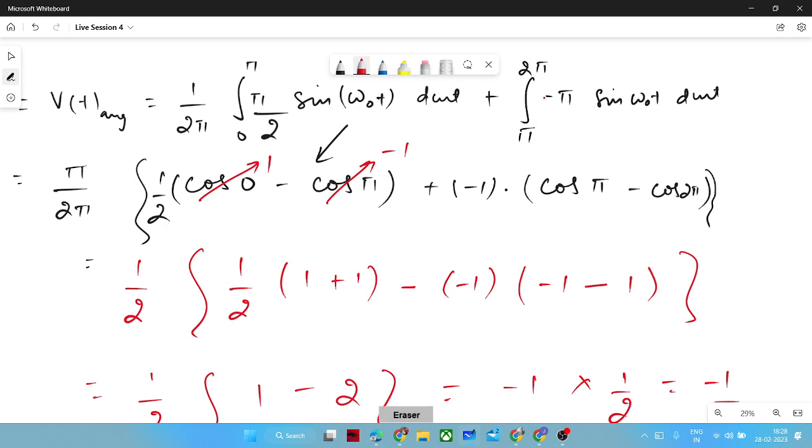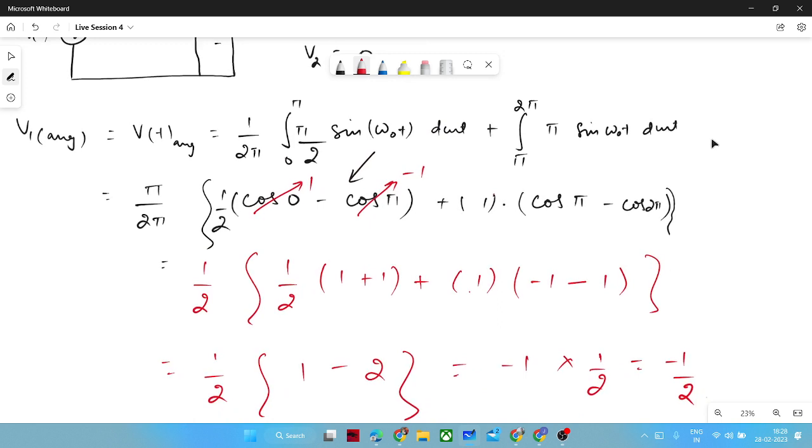Sir, can you explain how you got that pi by 2? I didn't understand. Just a second. This minus is taken care of by the sinusoidal, right? So that's why we do not need to add one another time. Yeah, so I will just repeat what we have done.